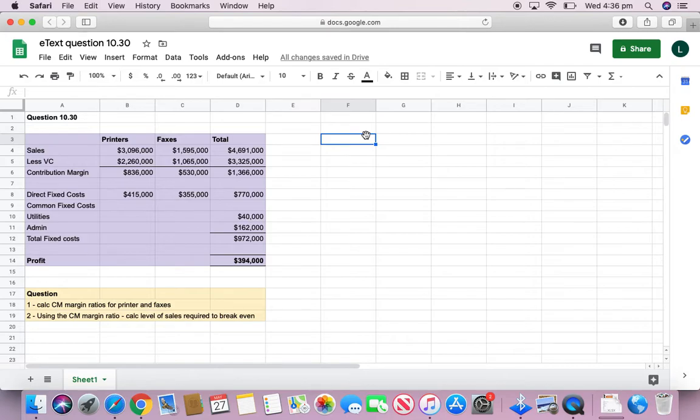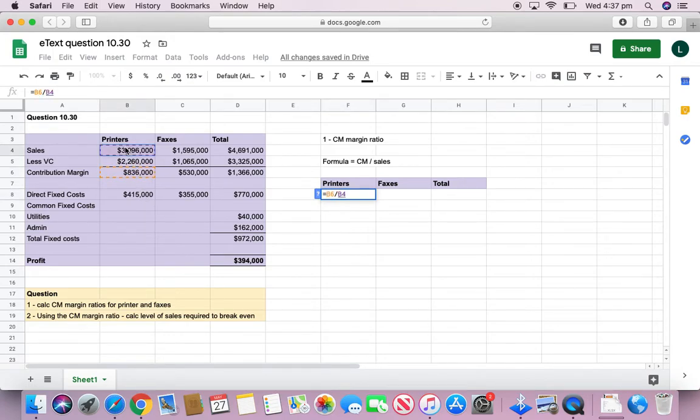All right, so first question, we are calculating the CM ratio. This is basically just looking at the contribution margin in percentage form. So how do we do it? The formula equals CM over sales. Super easy. I will bring this over, copy, paste. Our formula, watch what I'm doing, equals contribution margin, so we're calculating the printers first, over sales, so total sales of the printers. Okay, there's our answer.